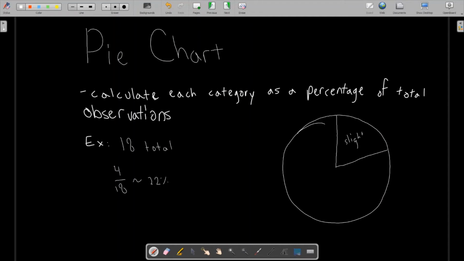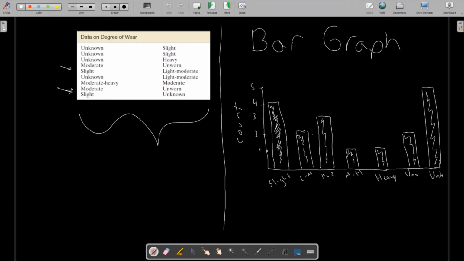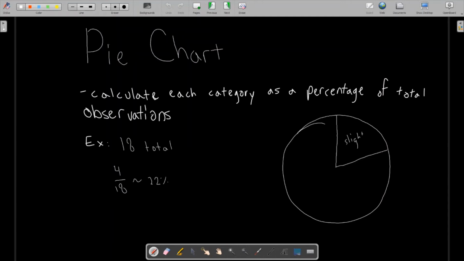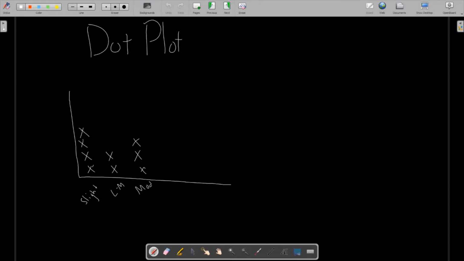And we can repeat this process for the other categories. And so the next one we could do is lightly, moderately worn, which was 2 out of 18, or about 11-ish%. So that one will be about half the size, or it should be exactly half the size of this first slice. So maybe it'll go to here. And so that gives us that.